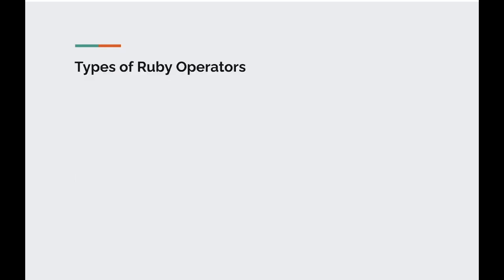So the first type which we will discuss is arithmetic operators. These operators help us to perform mathematical operations in a Ruby program. For example, if we want to perform addition, subtraction, multiplication, or division, we use these operators.